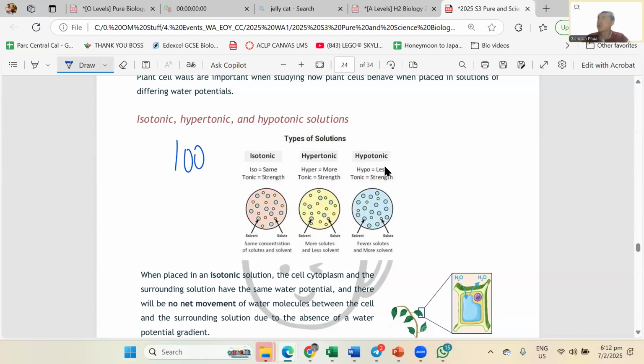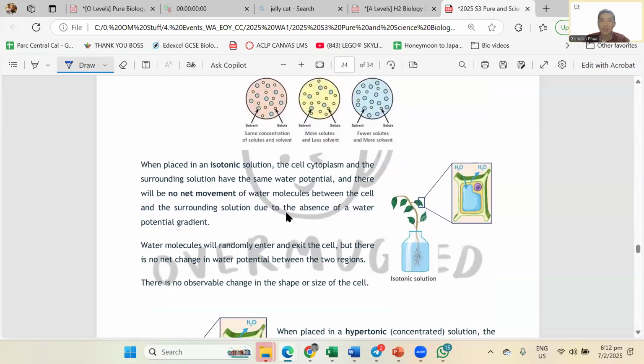When you drink after you exercise, why? So that my hydration level in my cell becomes the same as before. Okay, I don't want too much, I don't want too little, I want isotonic. So that's how you remember. Isotonic is just right. Same water potential. So when there's the same water potential over here, there is no net movement of water molecules.